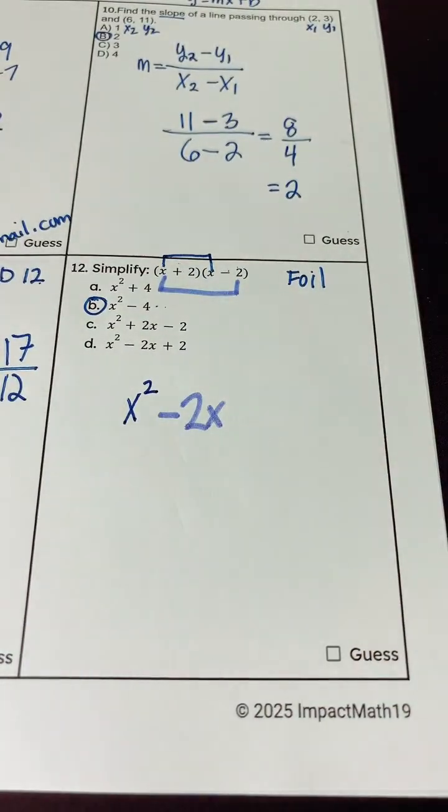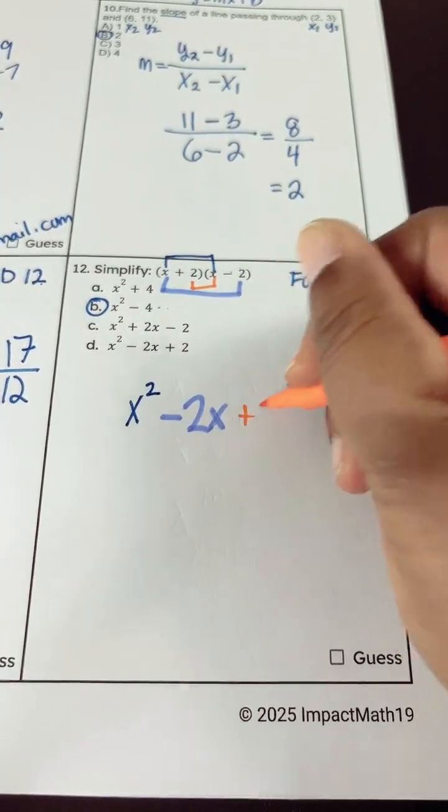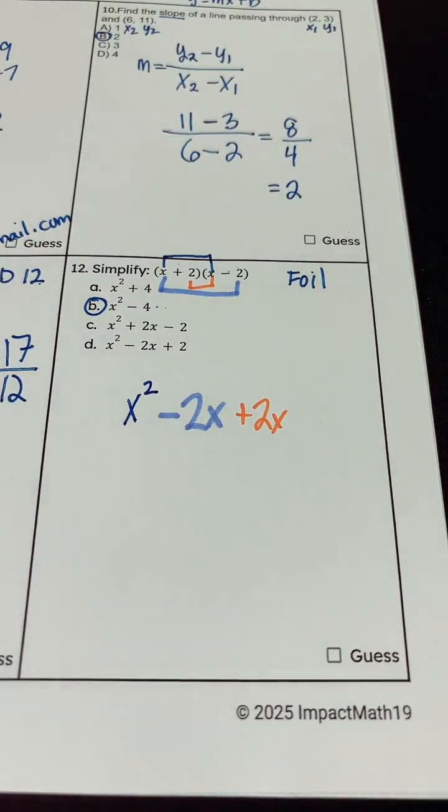-2x. Okay, now we're going to do our inners. Let me get a different color. Our inner, 2 times x plus 2x. What am I writing right here? Put in the chat. What goes right there, you guys?